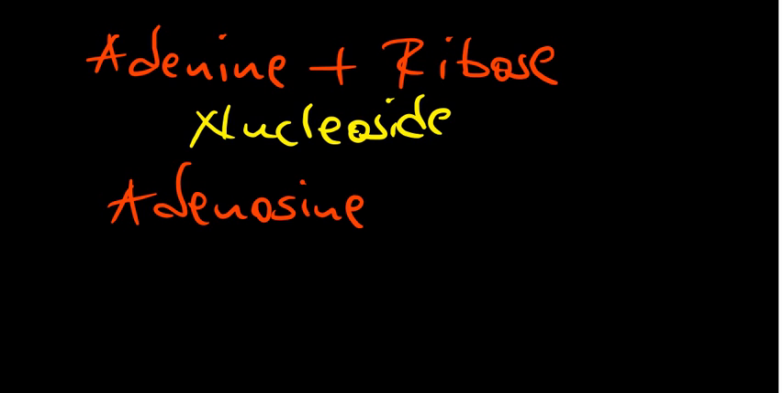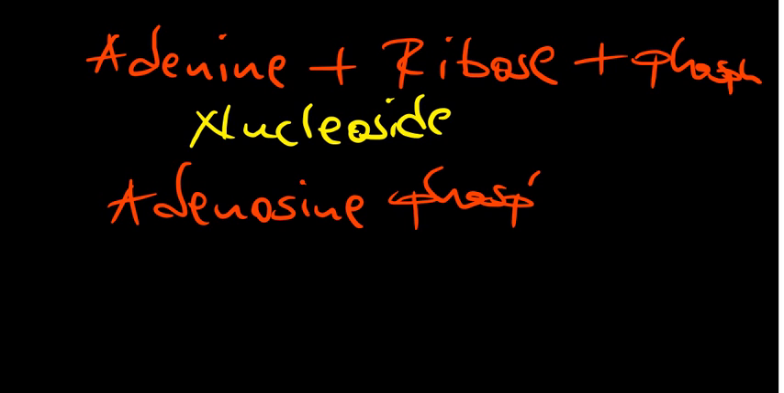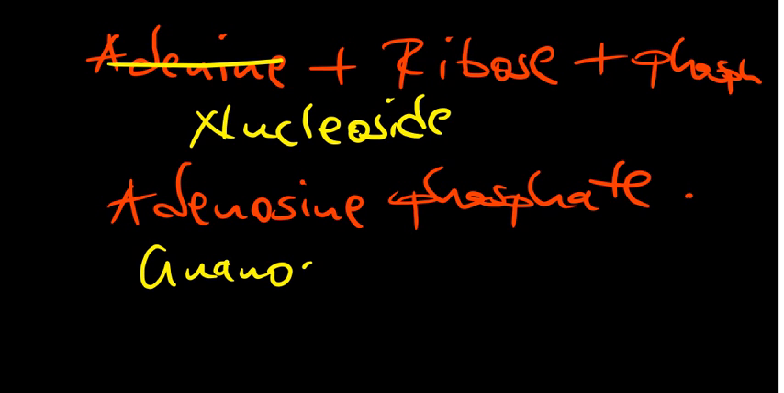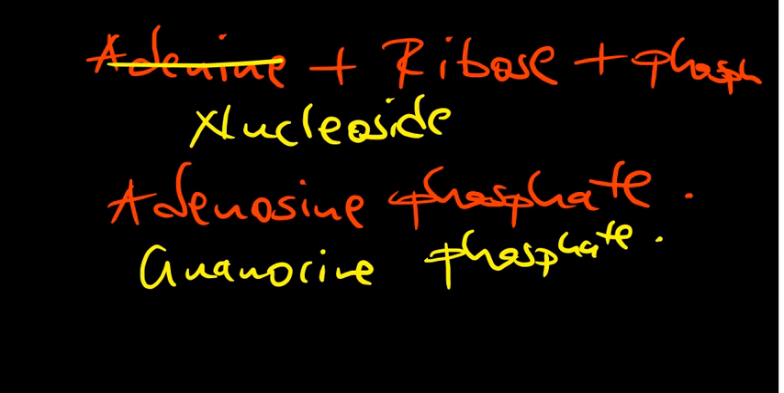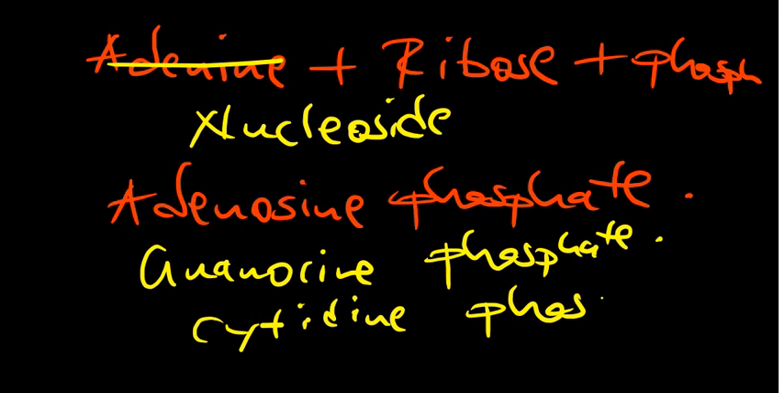So adenosine. When you add the phosphate now, phosphoric acid, it's going to be adenosine what? Phosphate. That is the way you name the nucleotides. What happens if you have guanine there? If you put guanine where there's adenine, it's going to be guanosine phosphate. If you put cytosine there, it will be cytidine phosphate.